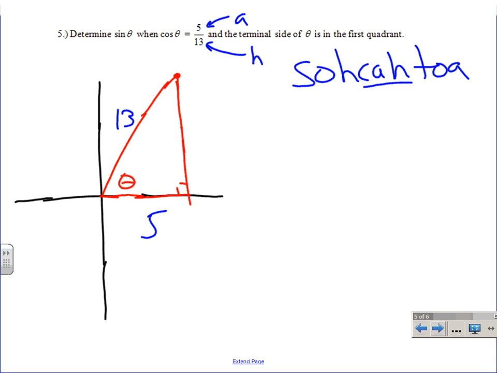Now, does anybody know this triple? Yes. 5, 12, 13, very good. And that's if the 13's the hypotenuse. And so, yes, it is 12. How would you figure it out if you didn't know? Pythagorean theorem. But you might want to know 3, 4, 5, and 5, 12, 13, two of the most commonly used.